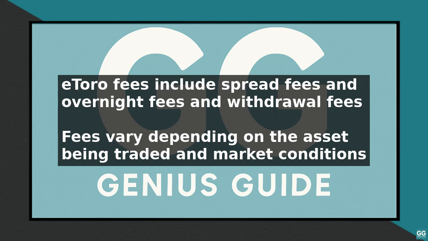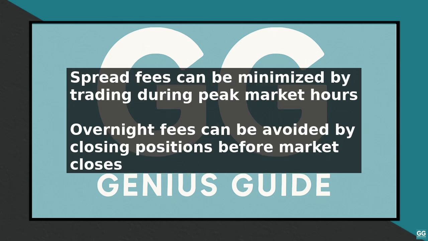First, let's break down the main types of fees on eToro. These include spread fees, overnight fees, and withdrawal fees. Spread fees are the difference between the buy and sell prices of an asset, and they vary depending on the asset being traded. Overnight fees, also known as rollover fees, are charged when a position is held overnight. Withdrawal fees apply when you withdraw funds from your eToro account.